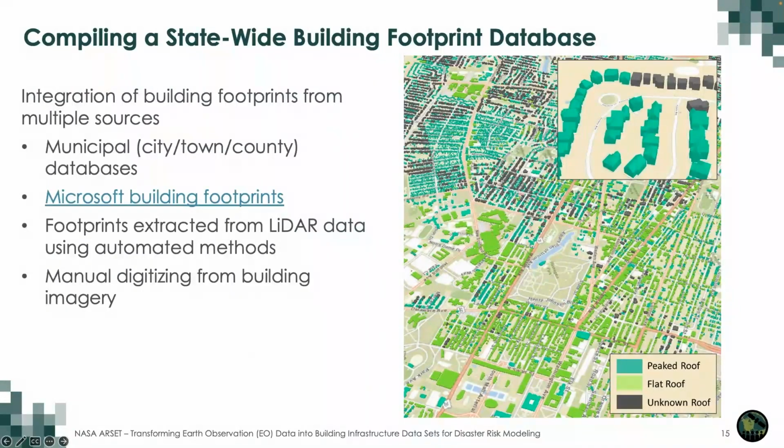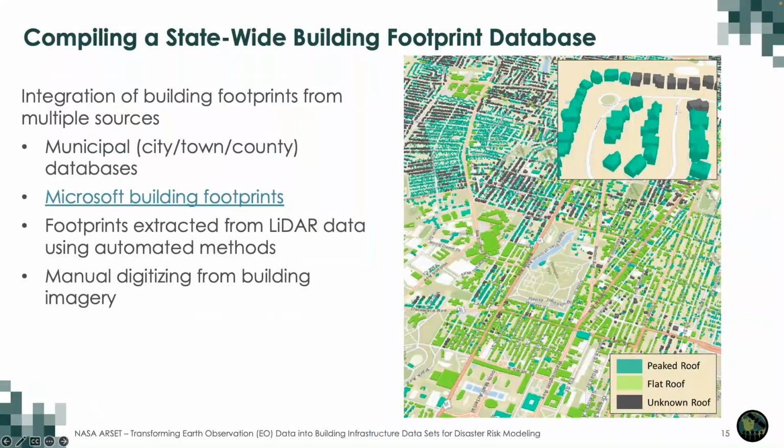So key for today is talking about how we compiled this statewide building footprint database. In New York State, a number of municipalities and counties had building footprint databases, but there was no building footprint data for the whole state. And we're talking about the whole state outside of New York City. New York City maintains its own data. And so we assembled it from multiple sources. We downloaded it online or contacted different municipalities directly and used their databases. We used the Microsoft building footprints, which are footprints that were extracted from high resolution imagery using machine learning techniques.